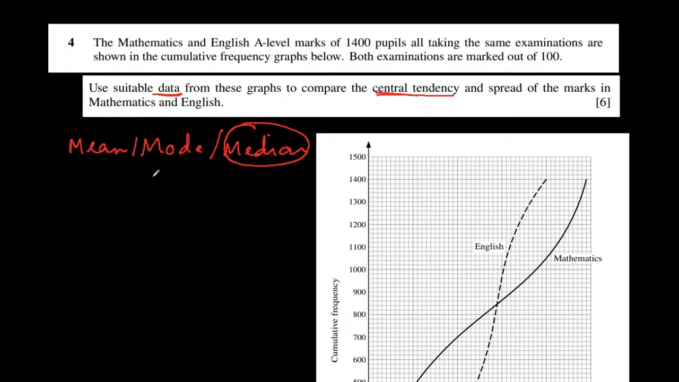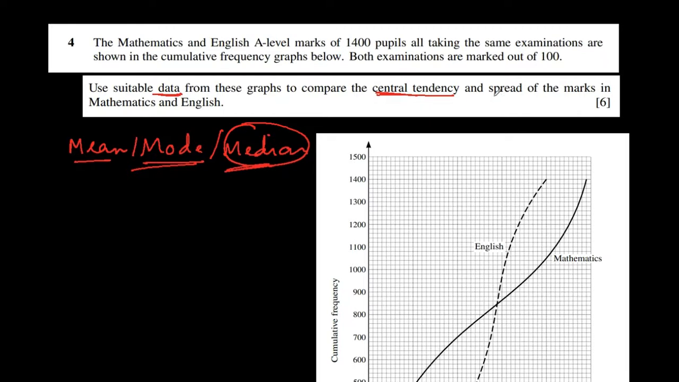Okay, they're asking us to use some data from these graphs to compare the central tendency. So when we say central tendency, we can use mean, mode, or median. From a cumulative frequency graph, median is the one which we can find easily. Mean and mode are not easy or accurate to find, so it's better to use median for them.